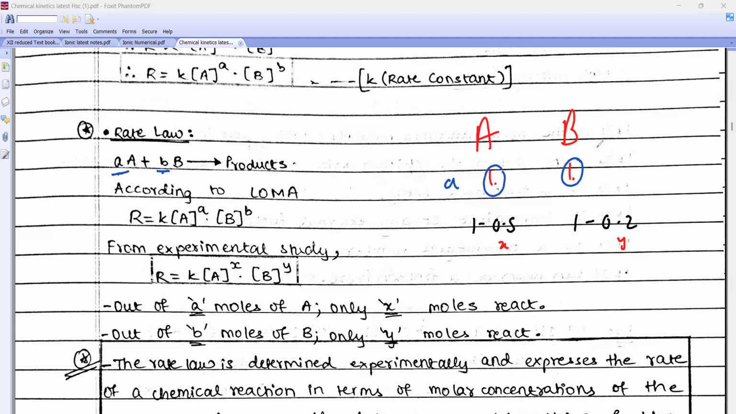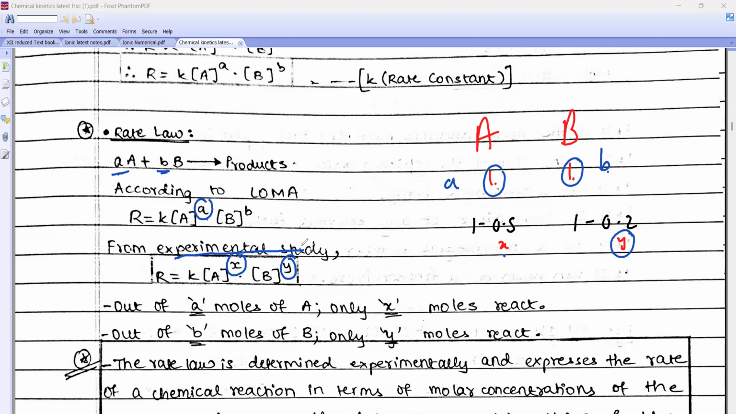But how many reacted from A? X reacted, na beta? So suddenly instead of A, what have I written? Here suddenly instead of B, how much reacted? But this will be obtained only by which study? Experimental study. Strictly from which study? Experimental study. Clear. So what does experimental study do? It will give you exactly how many moles of reactant have reacted.